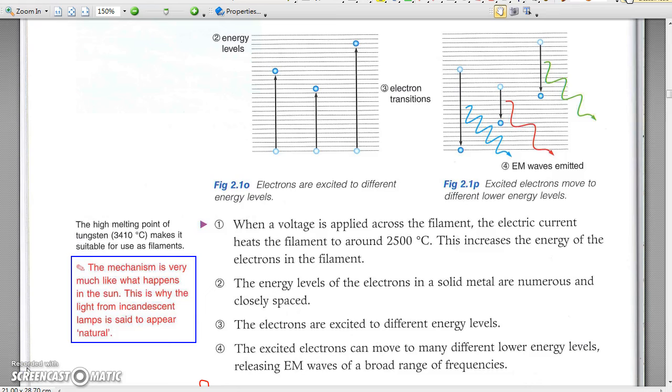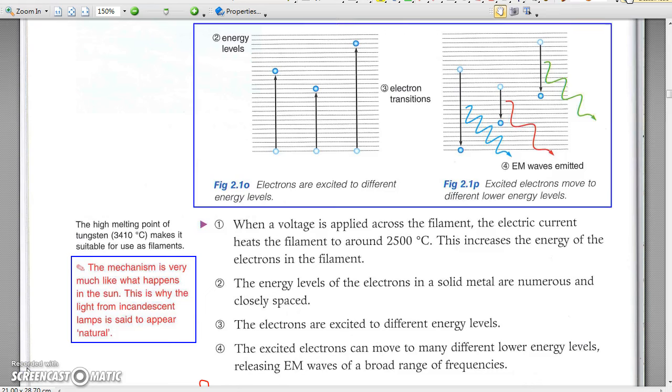When current flows, joule heating increases the temperature to over 2000 degrees Celsius. Electrons are excited to higher energy levels, which are very closely packed in solid state. These excited atoms emit a broad range of EM waves when electrons return to lower energy states.